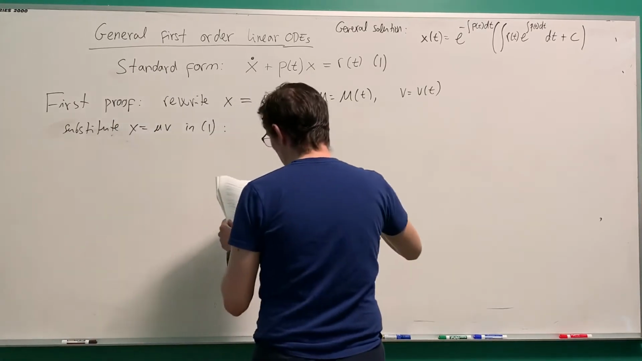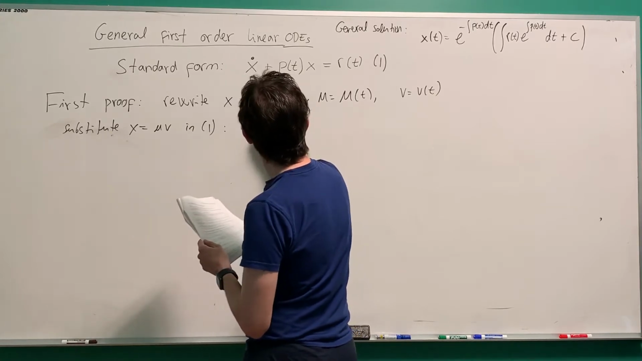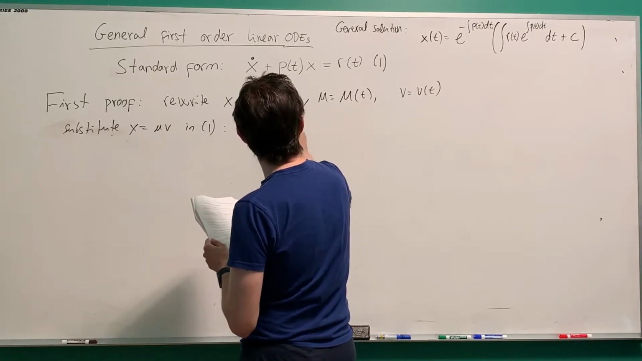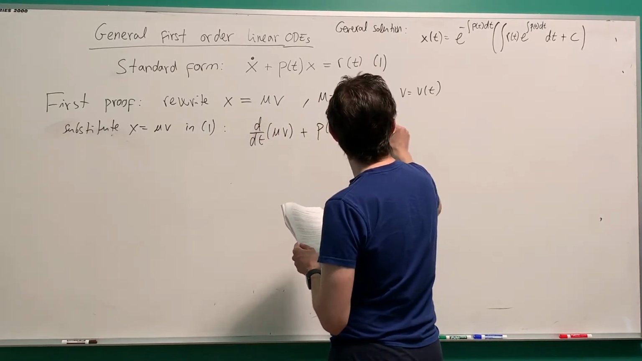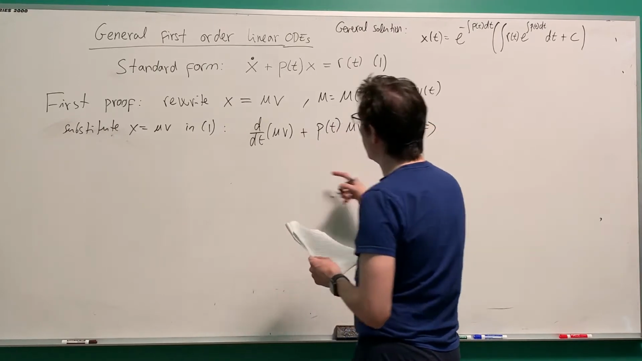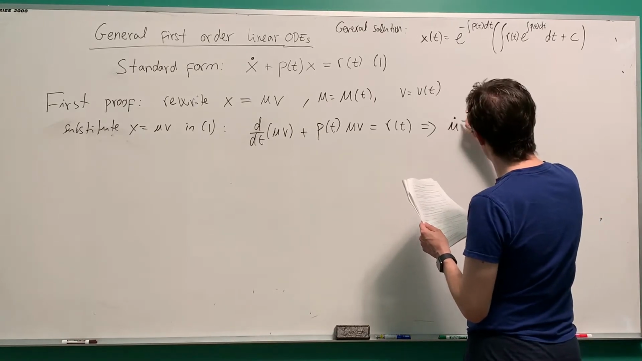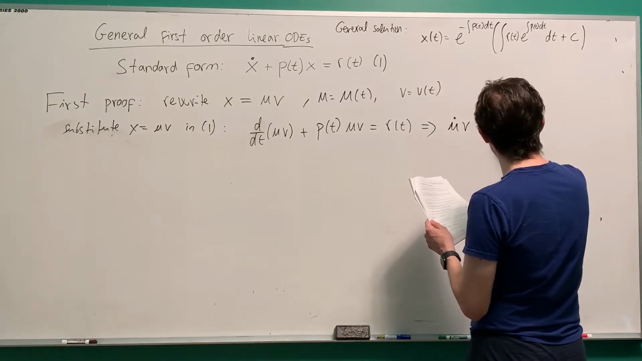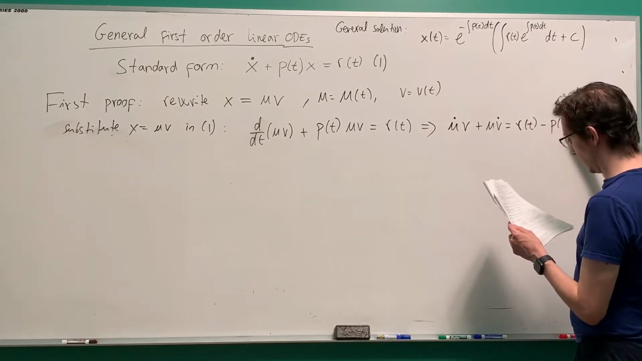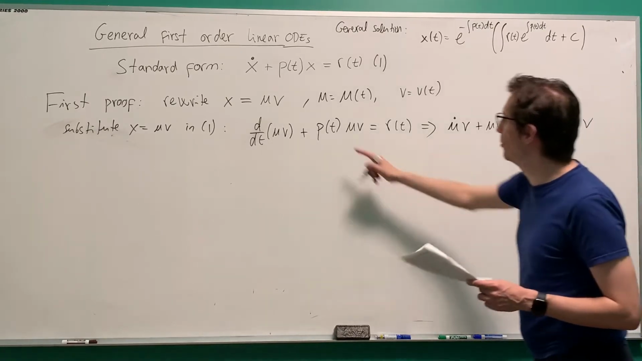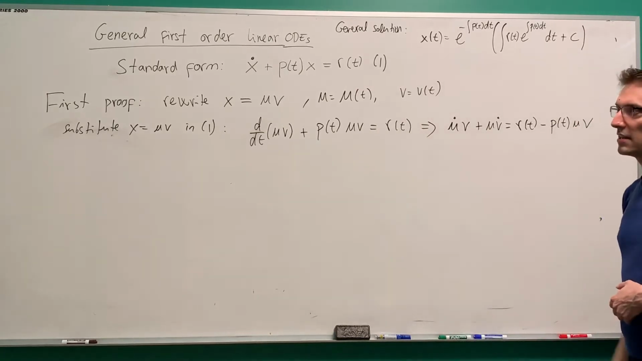If we do that, then we get d/dt of u times v, plus p of t uv, equals r of t. So we apply Leibniz rule here, and what we get is u dot v plus u v dot equals r of t minus p of t u v. I put the p term on the right hand side, and only the derivative on the left hand side.